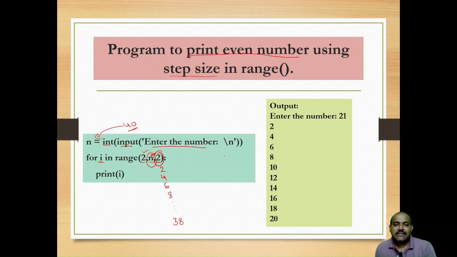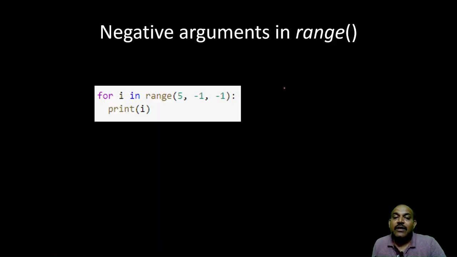Similarly, instead of 40, if you specify 20 or 21, it will print 2 to 20. Like this, you can generate all the even numbers till wherever the user specifies. Till now we have only seen the starting position, ending or stop position, and step size. All the numbers we have given are positive. Suppose we need to give negative arguments in range, that is still possible.